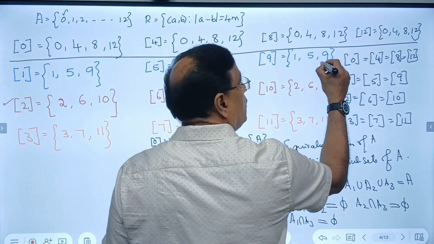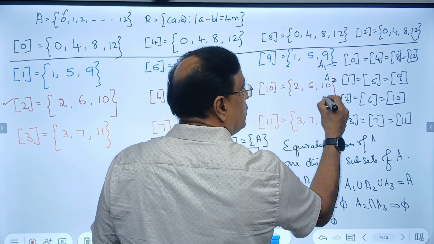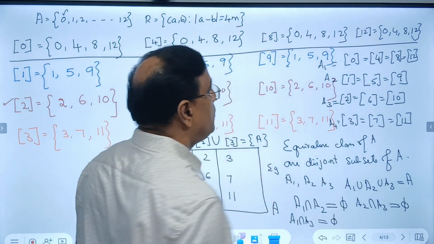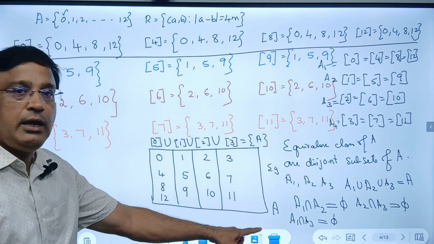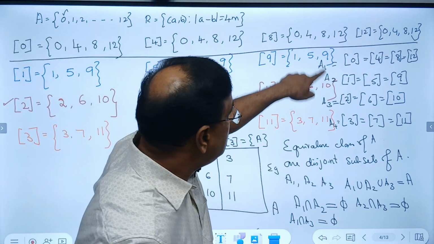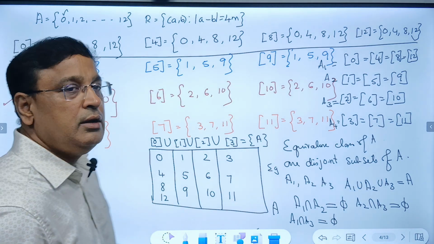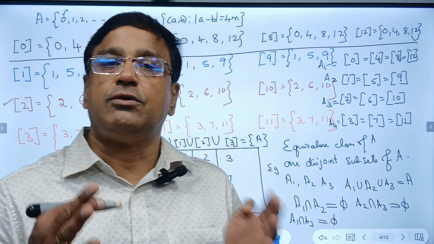Each one, you can call this A1, you can call this A2, you can call this A3, you can call this A4. If you put all of them together, you get my set A. But individually, none of them have anything in common. That is why an equivalence class is nothing but disjoint subsets of A.